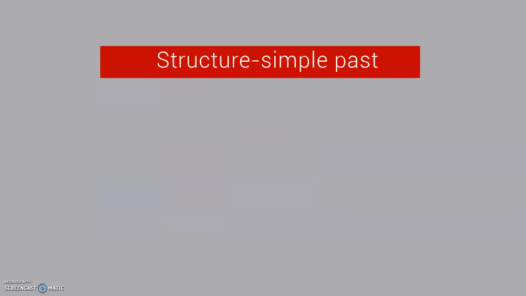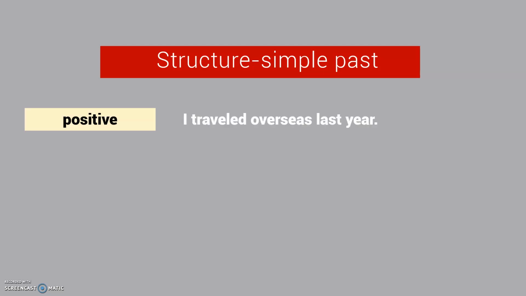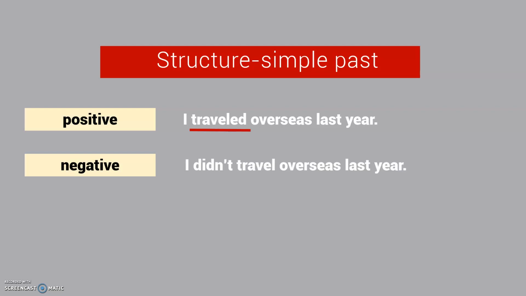So let's look at the structure of the simple past. Quick review. In the positive sentences, we have I traveled overseas last year. So the verb is in the second form, past form. All the time in positive sentences. If it is third person, same thing. Verb in simple past. In the negative, we're going to say I didn't travel overseas last year. So if you see right here, we have the auxiliary didn't.